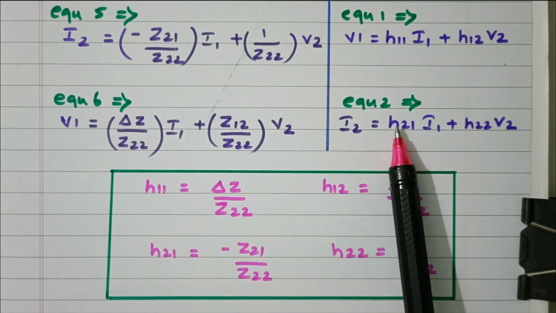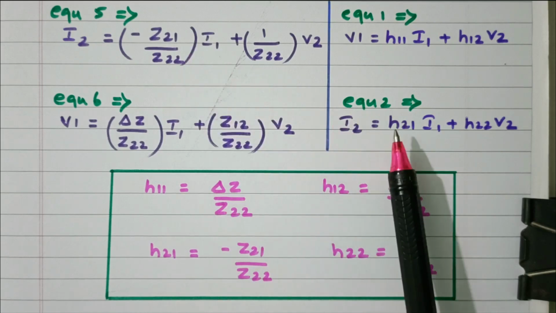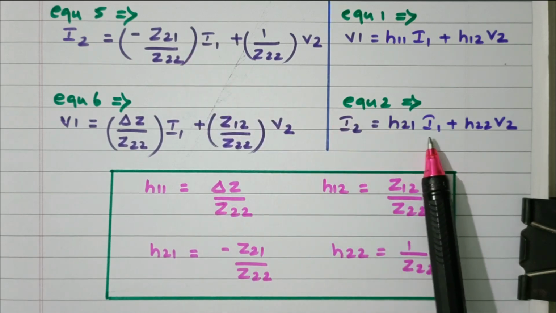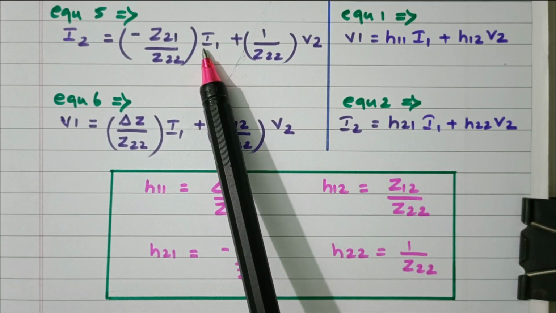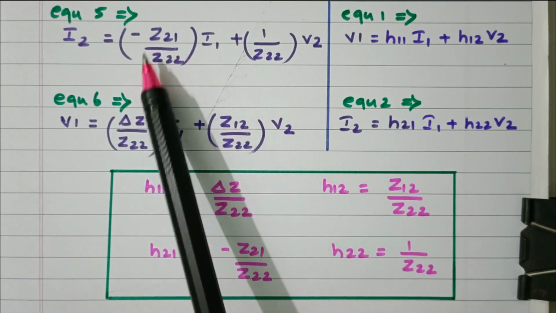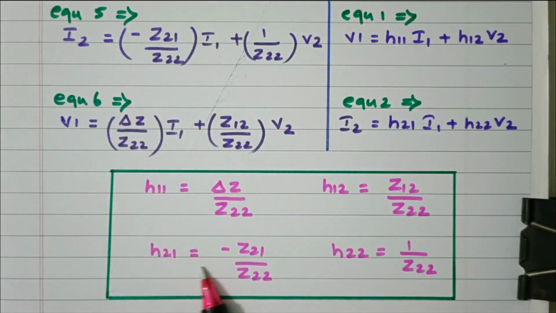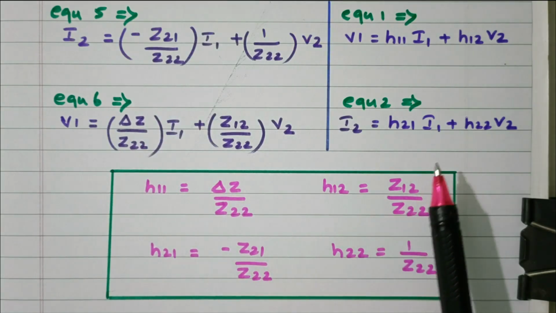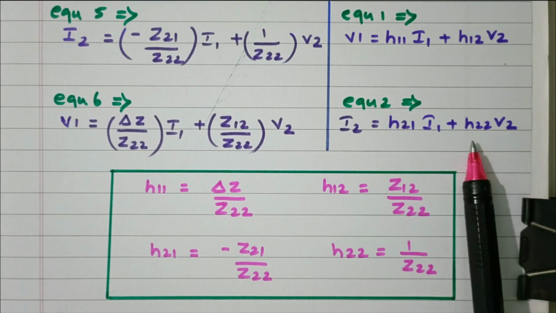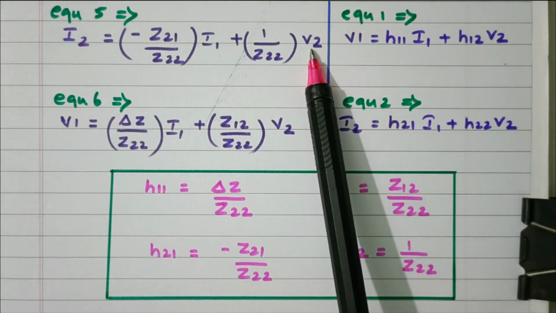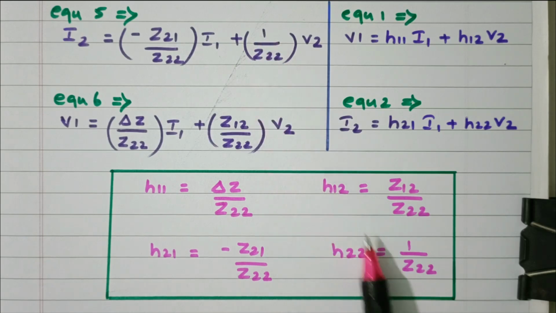Now we can compare equations 2 and 5. The coefficient of I1 is H21. Here the coefficient of I1 is minus Z21 divided by Z22, so H21 equal to minus Z21 divided by Z22. Similarly, the coefficient of V2 is H22. Here the coefficient of V2 is 1 divided by Z22, so H22 equal to 1 divided by Z22.